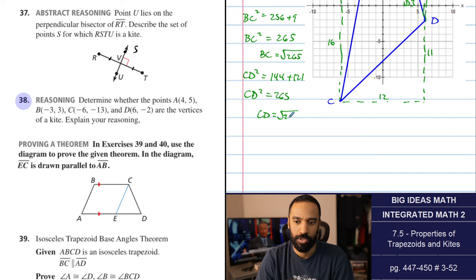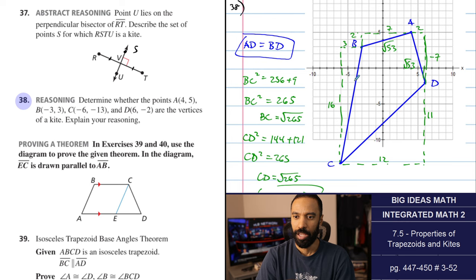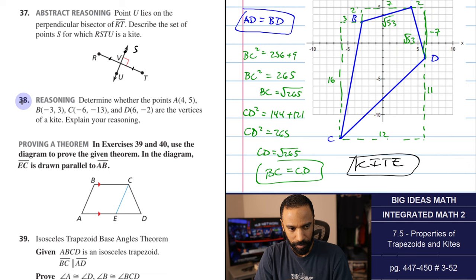BC equals CD. So because of this, and because AD equals BD as root 53, this is a kite. Very, very nice on those guys there. Being different, but the same. Okay.